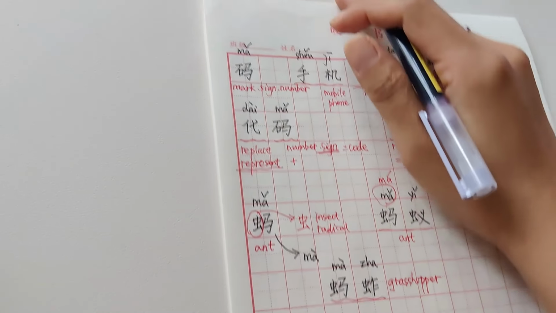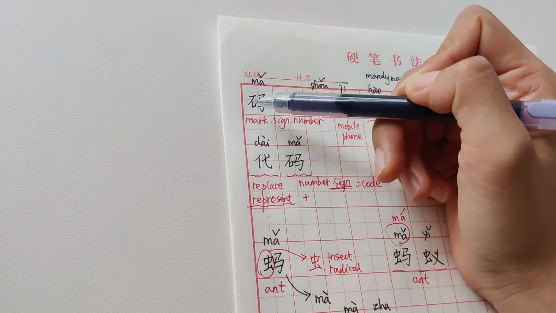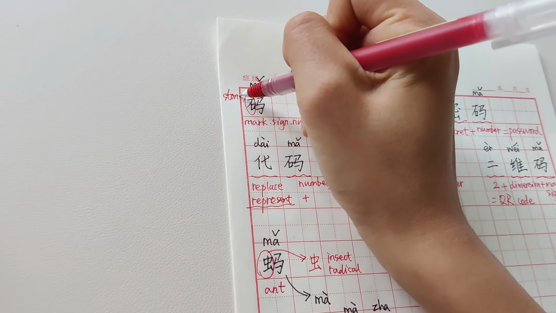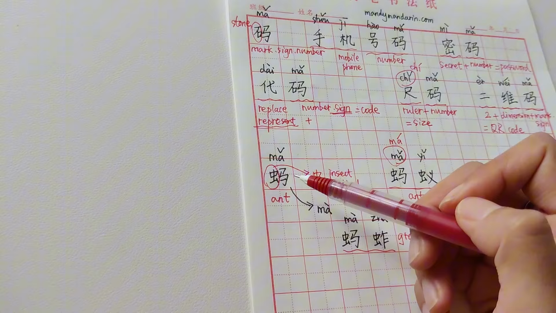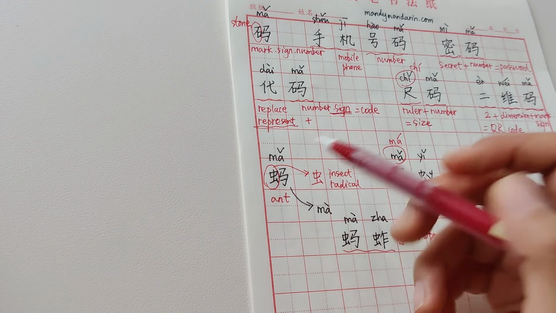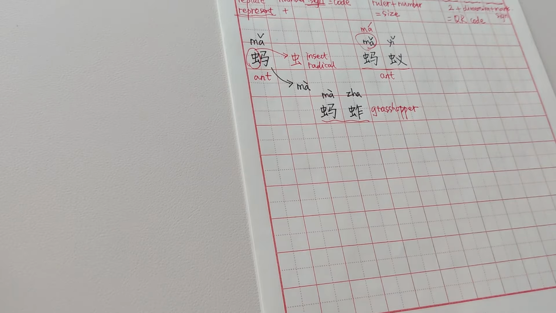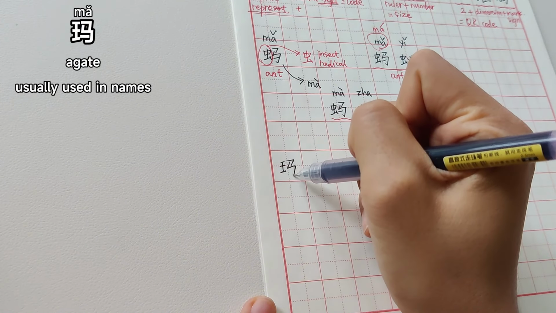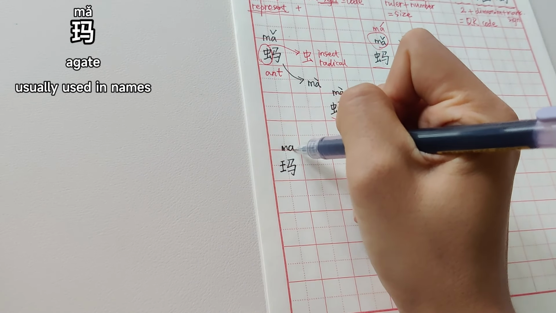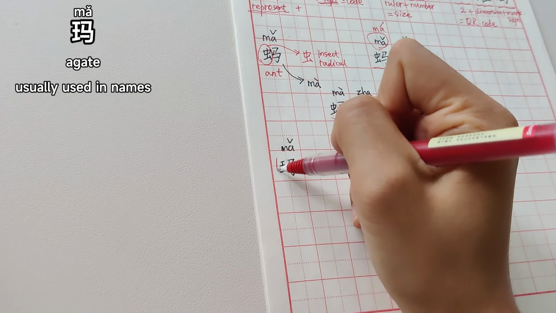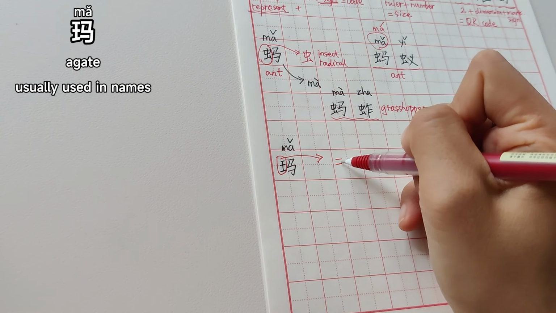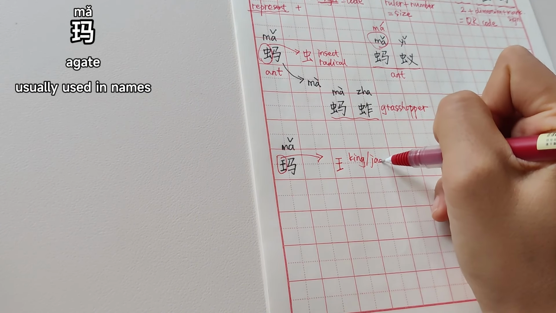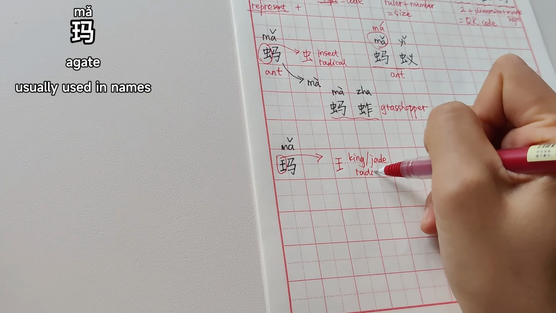Now we have 马 with the stone radical. Ooh, this is the stone radical. And we have a 马 with the insect radical. And now we need a 马 with the king and jade radical. This could be the jade, could be the king, or the jade radical.